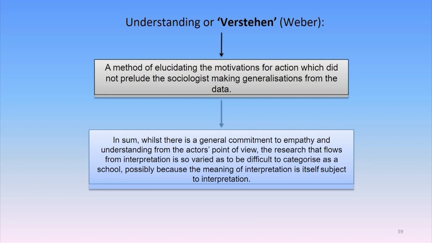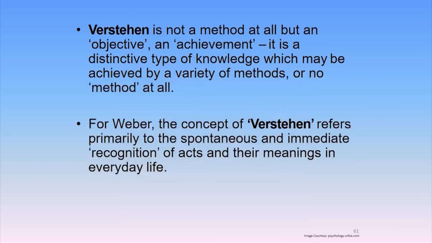Maybe, perhaps, because the meaning of interpretation is itself subject to interpretation, aiming at interpretation of interpretations, I mean aiming at multiple interpretations. Okay? That is why Verstehen is not a method at all for Weber, but an objective, a goal, an achievement. It is a distinctive type of knowledge which may be achieved by a variety of methods or no method at all. For Weber, the concept of Verstehen refers primarily to the spontaneous and immediate recognition of acts and their meanings in everyday life.